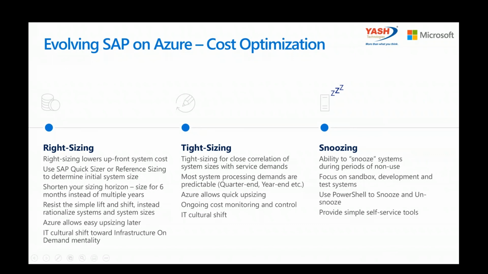Tight sizing is the idea of being able to scale up and down depending on processing demands. Usually, quarter end or year end are when spikes happen in terms of the compute resources. But when it's not required, you can actually scale down the VM so that you can save costs on an ongoing basis. Snoozing is a really cool one.